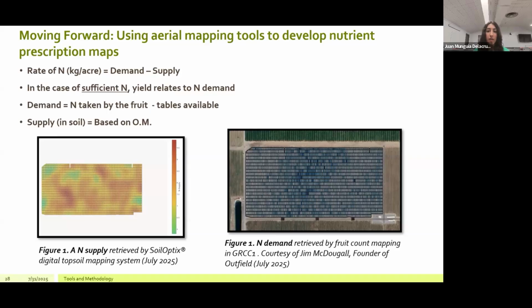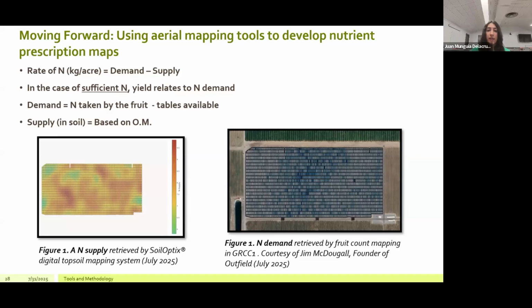So moving forward, what's our next goal for this project? Like we mentioned, it was to develop nutrient prescription maps. We can do this using aerial mapping tools and also different tools that we used in the field. There is a formula, and most growers use this, to find the rate of application of nitrogen in particular. But how are we going to find the rate?